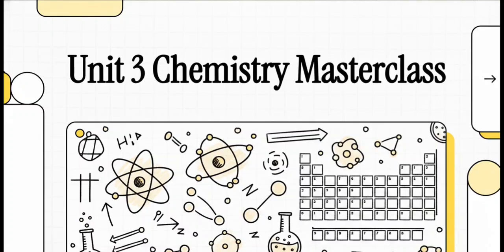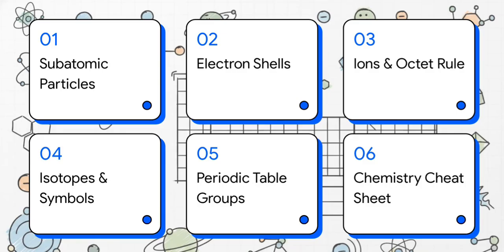If you've been staring at the periodic table, wondering how on earth all those letters and numbers translate into actual science, you are in the perfect place. Let's unlock the secrets of Unit 3 Chemistry. Here is our game plan for today. We'll hit subatomic particles, electron shells, ions and the octet rule, isotopes and symbols, periodic table groups, and then wrap it all up with a massive chemistry cheat sheet to lock it in.